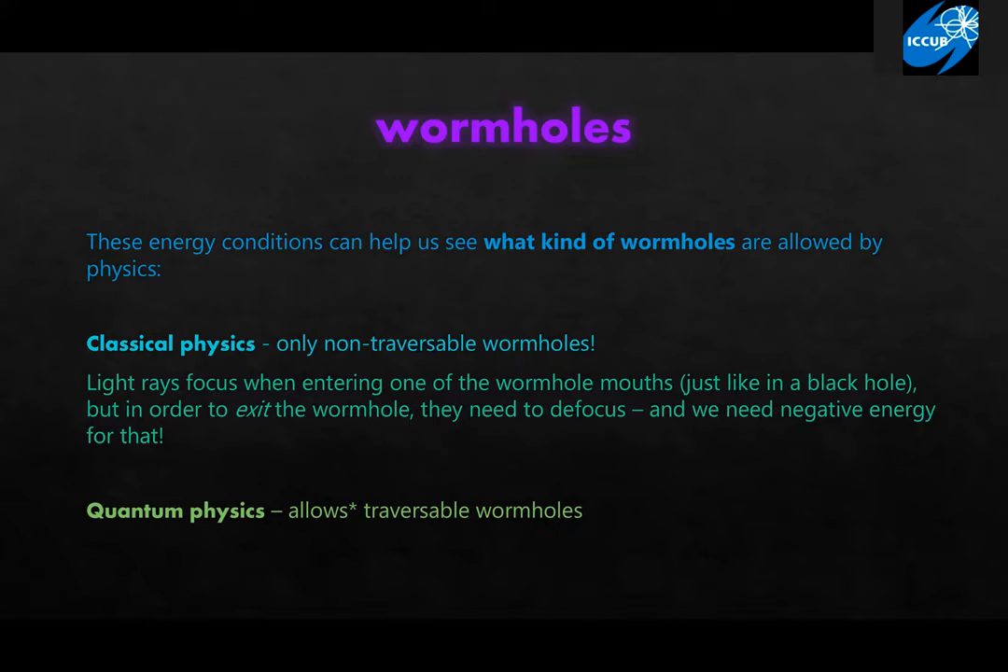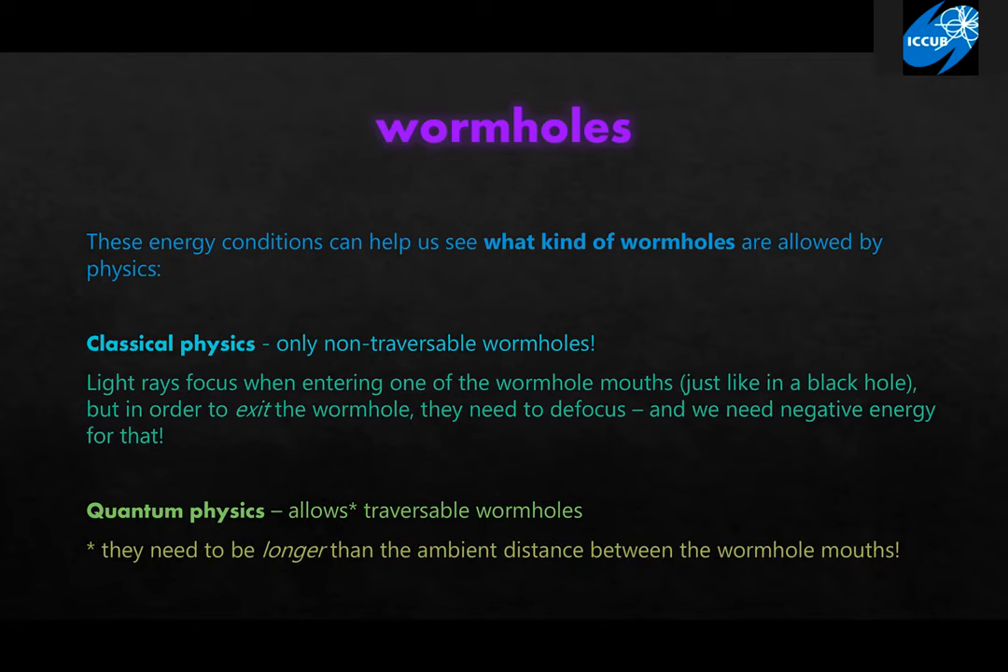However, you can see here that we have a little asterisk. This is supposed to indicate that there is a slight caveat: these wormholes, even though they're traversable, have to be longer than the ambient space distance between the wormhole mouths, so in the outside space-time, so to say. So it's not very good for science fiction. You are always going to take longer traveling through the wormhole than in actual space-time. But in any case, we do have traversable wormholes.